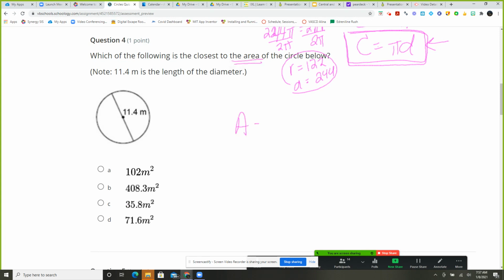So area equals pi r squared. This is my diameter, so I need to cut it in half to get the radius. So if I do 11.4 divided by 2, I'm going to get 5.7. So area equals pi times 5.7 squared. When you do that math, you should get the right answer. Any questions on that?